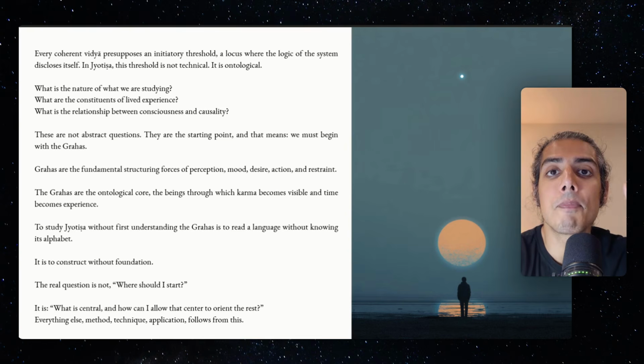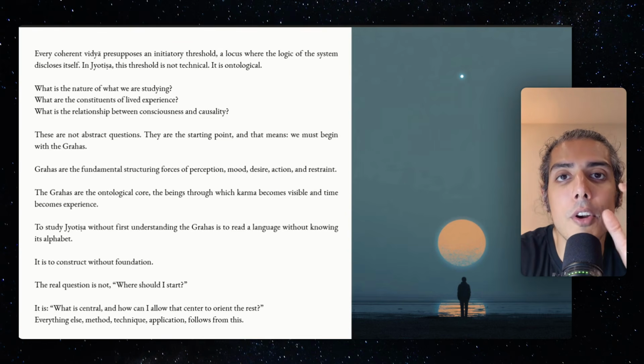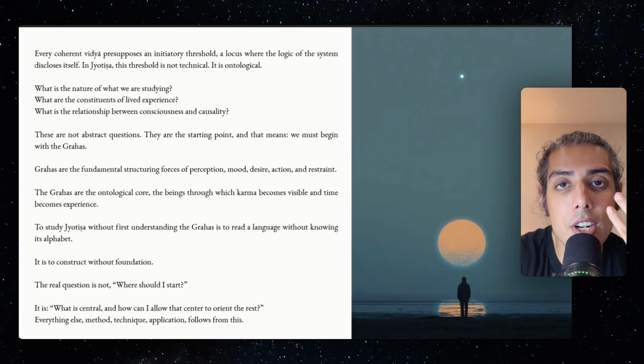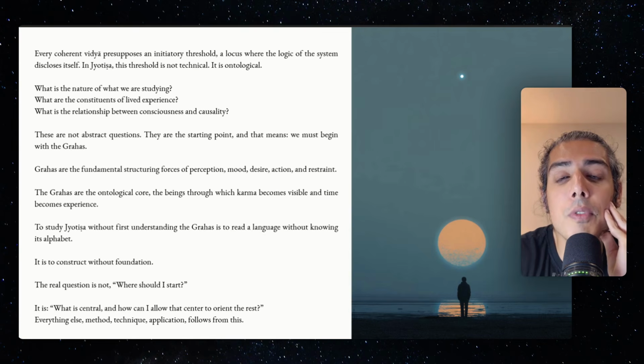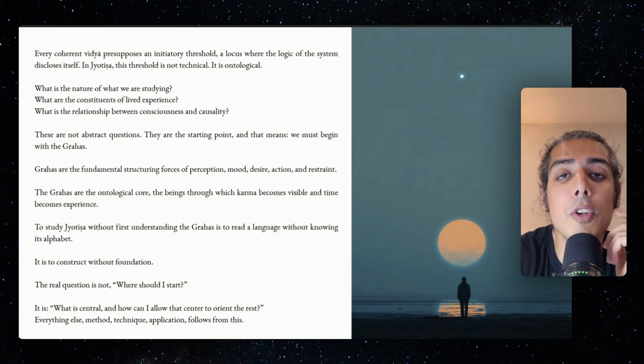What is purush? What is the nature of purush? What is prakriti? Similarly, there's an order in Jyotish. We can't break that order. It is because these are structural, ontological things. What is the nature of what we are studying? What are the constituents of lived experience, which are the grahas? What is the relationship between consciousness and causality? These are not abstract questions, they are the starting point, and that means we must begin with the grahas.